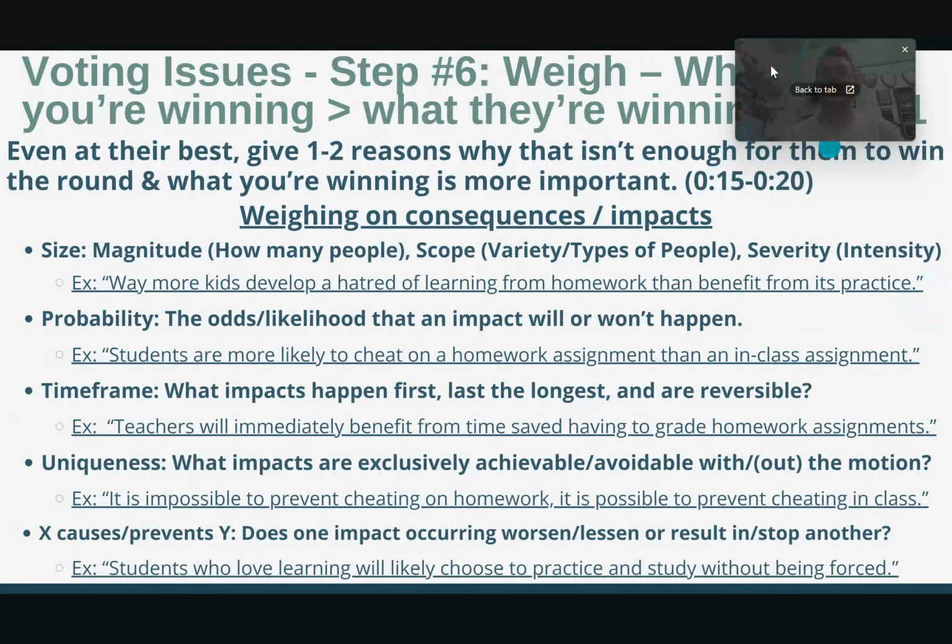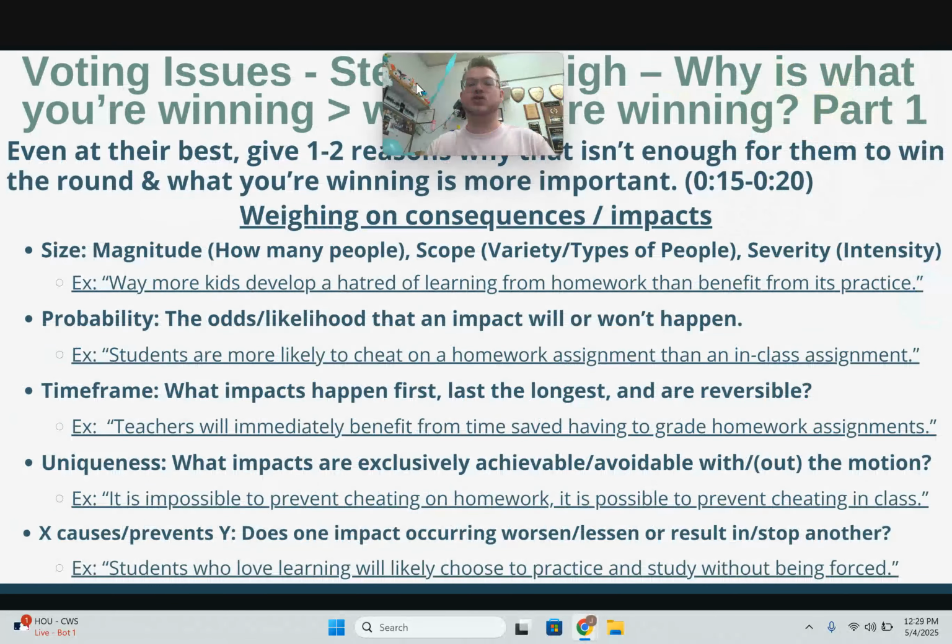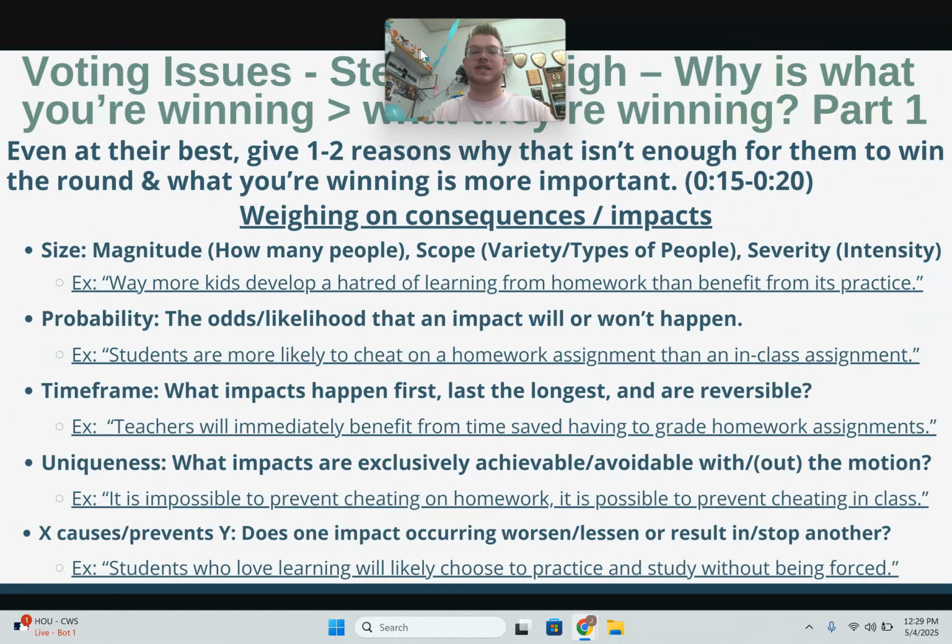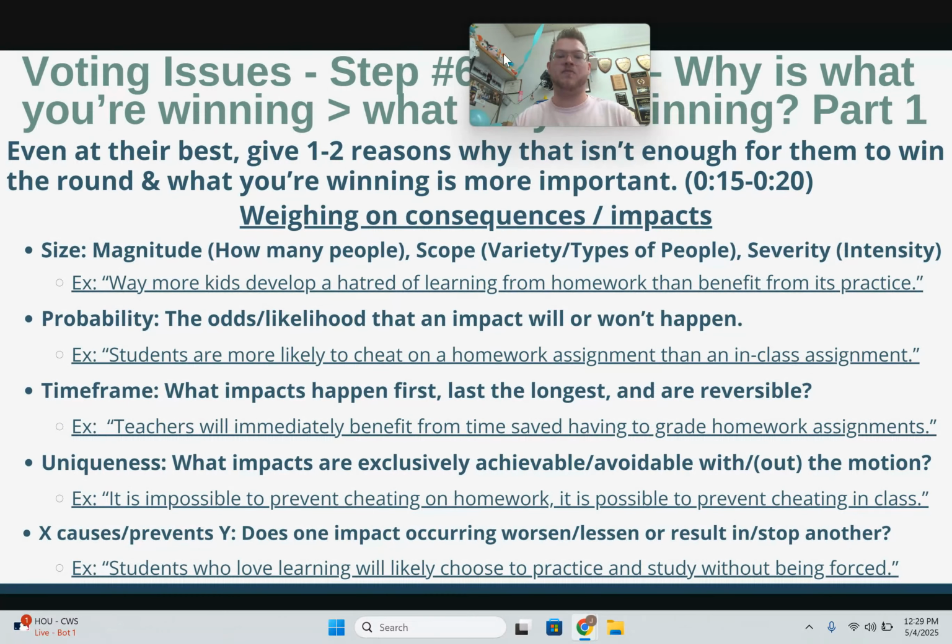The sixth and final step of the voting issue is to weigh your best argument on it versus their best argument on it and prove why their best isn't enough to give them the win and your best is enough to give you the win. So you should pick 1 to 2 reasons or weighing metrics that your argument outweighs on and prove that those are the most important weighing metrics.